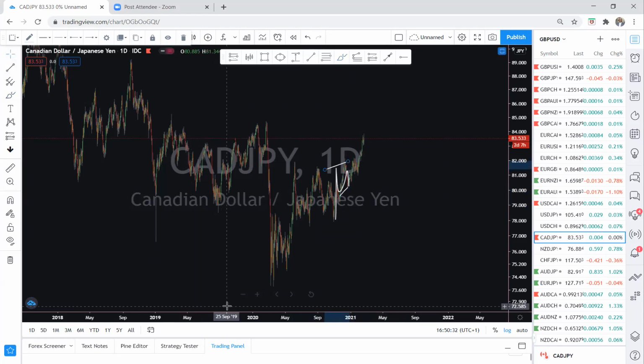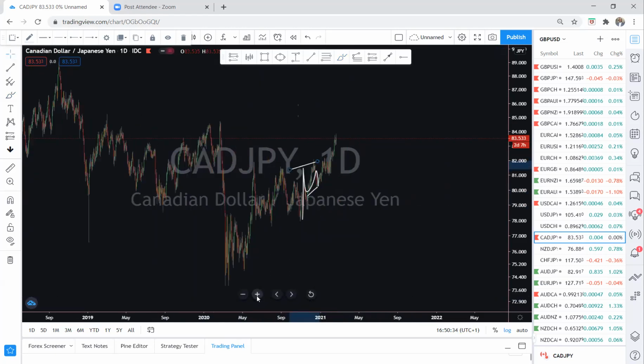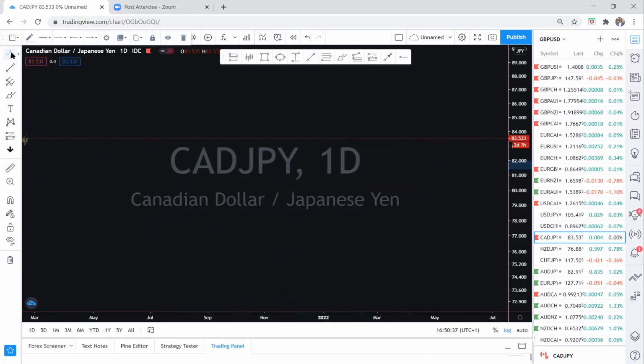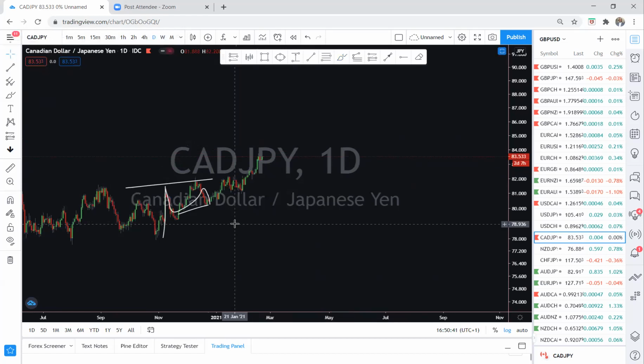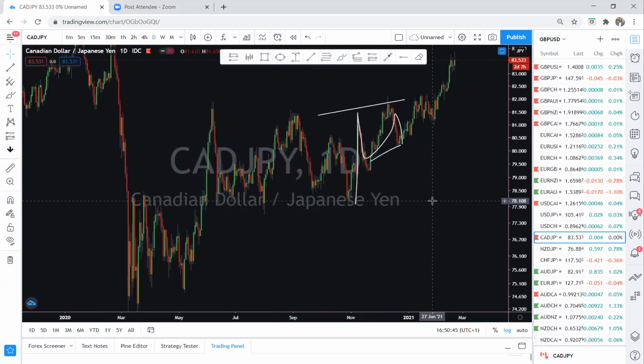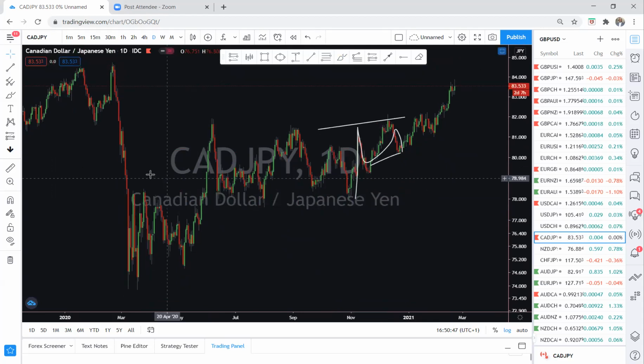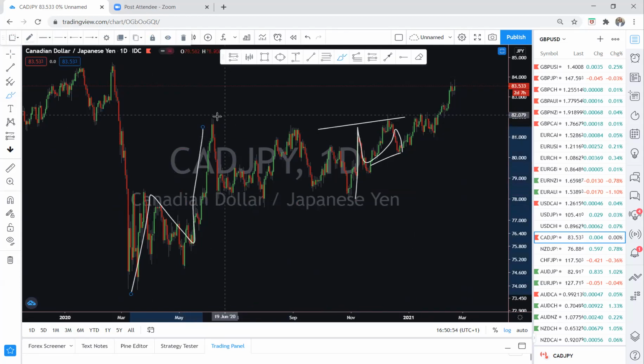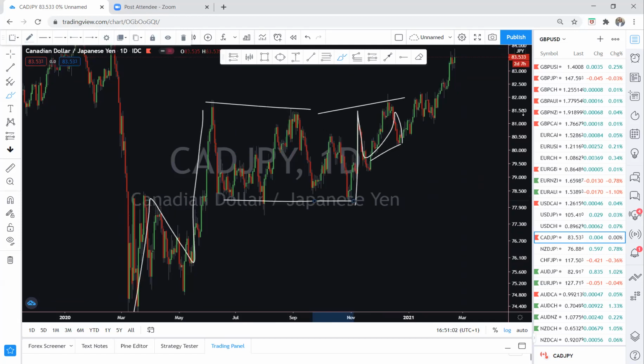Let me zoom so that we can see it very clearly. Okay, it's very clear now. We have this move to the upside. Then in the middle here, you have a three-wave pullback. After this three-wave pullback, you have this beautiful continuation move to the upside.